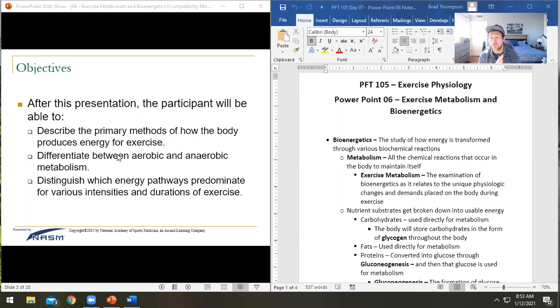Talk about our different energy pathways based on, well, what if I'm doing a certain duration? Which energy pathway am I using? We want to be able to understand that.